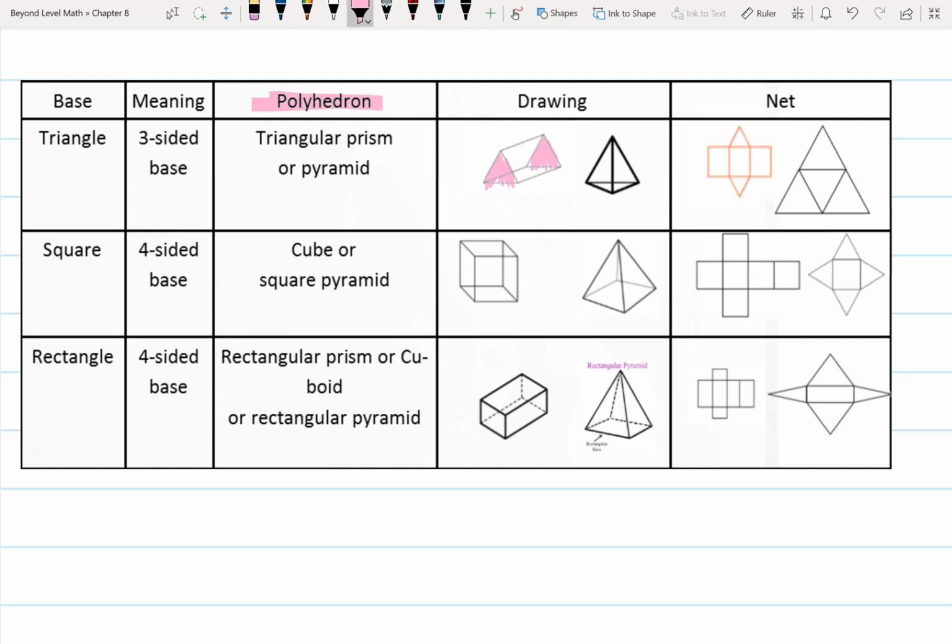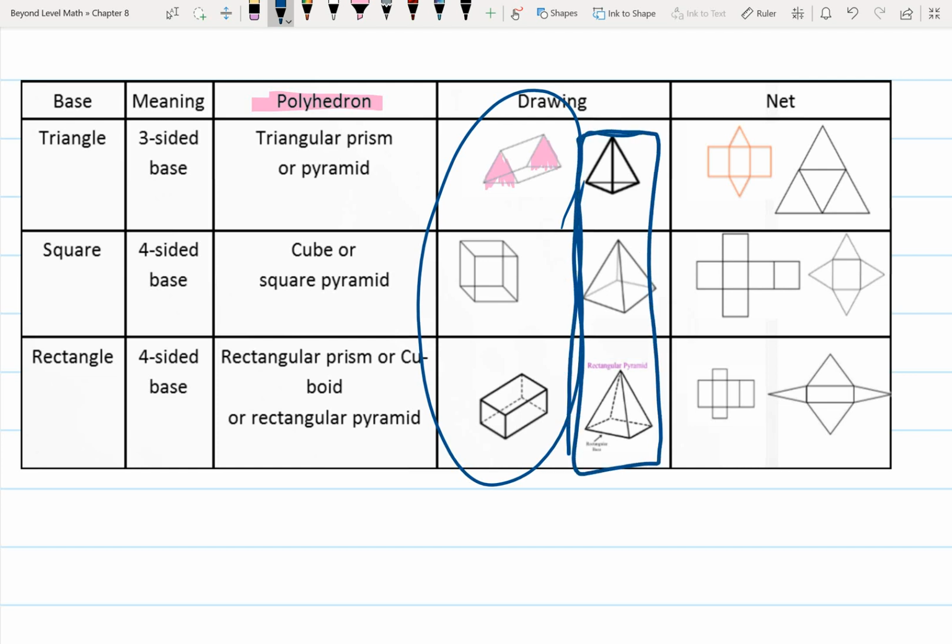Yesterday we worked with all of the figures on the left side of this column. Today we're working with the figures on the right. These are the pyramids, while these are prisms. A prism has two bases. A pyramid has only one base. A triangular pyramid has a base of a triangle, and then they all meet up to a single point. That's the apex at the top.